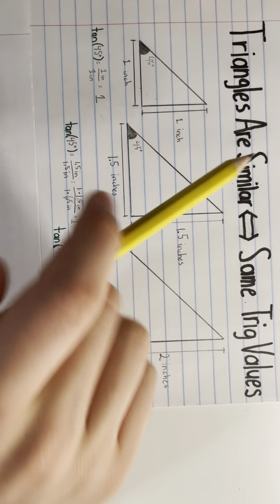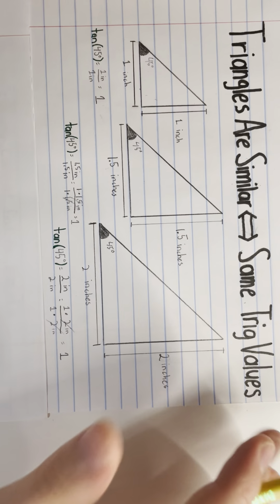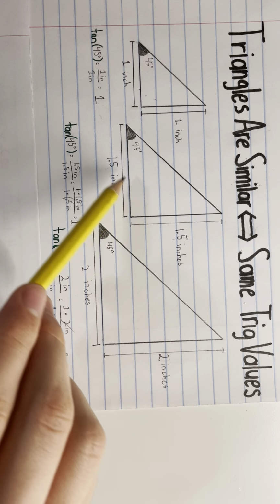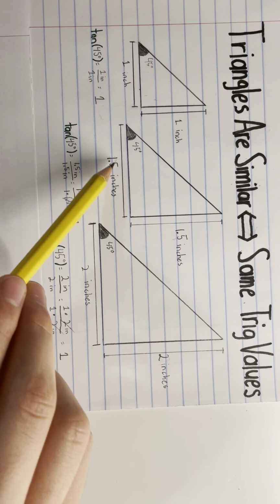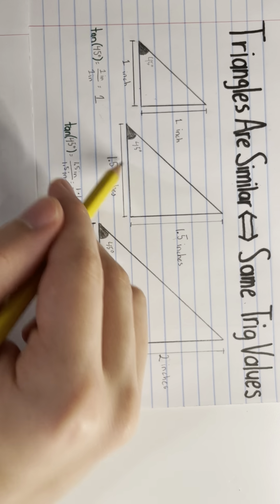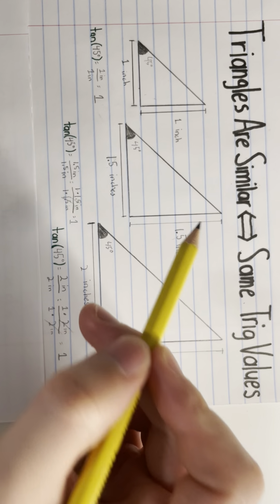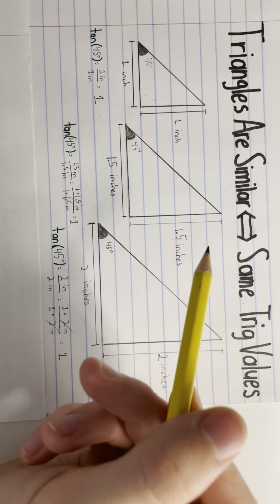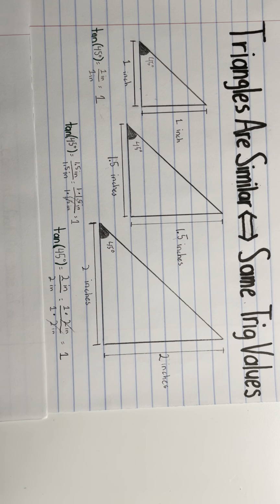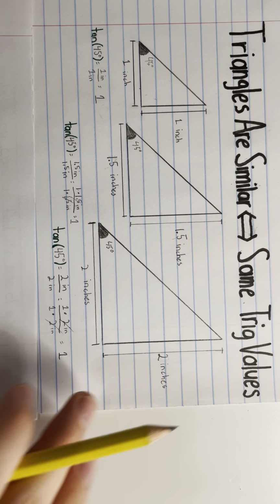So you multiply each side by 1.5, but then you cancel out that factor, so it just goes away. And you can see it visually, because it doesn't matter what you call this, as long as they're equal, then it's going to have a tangent value of 1. And that's all you need to know about similar triangles.